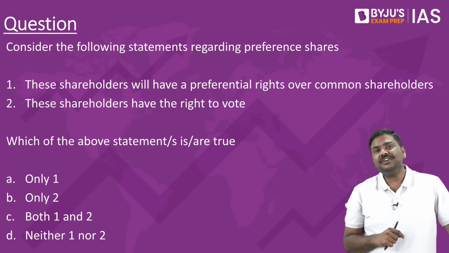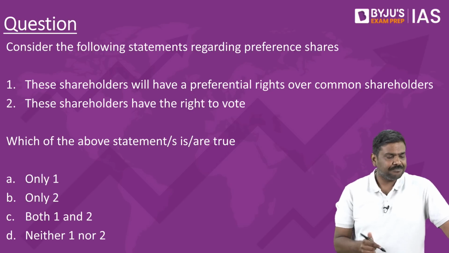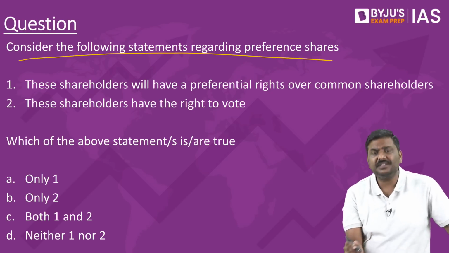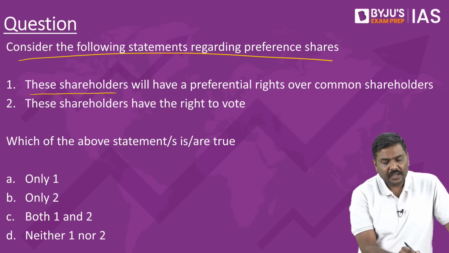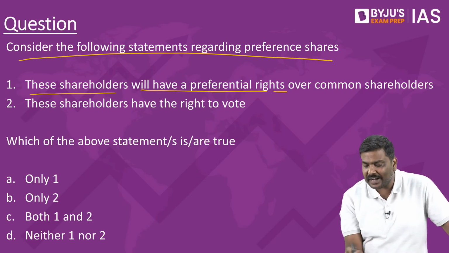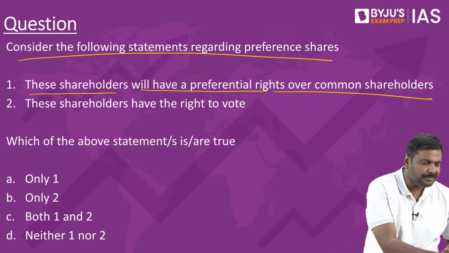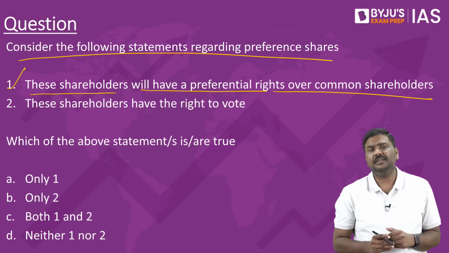Now, based on the discussion that we have had, I've given one MCQ. Consider the following statements regarding preference shares. These shareholders will have preferential rights over the common shareholders. Statement 1 is correct. Sir, what do you mean by this?